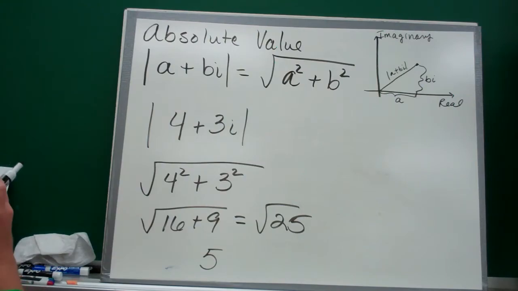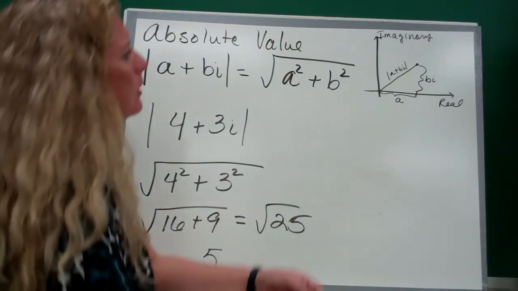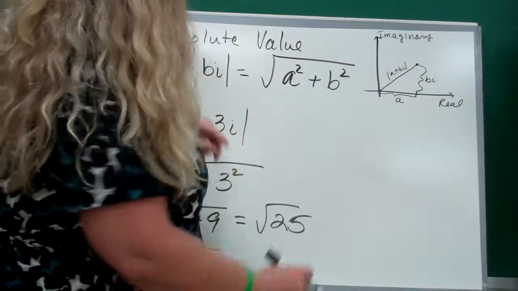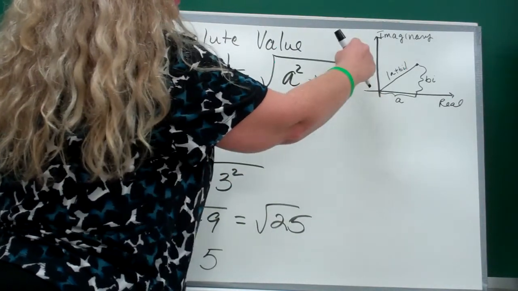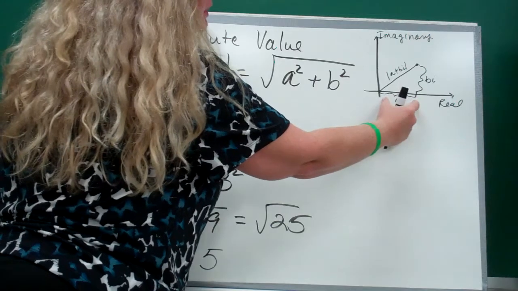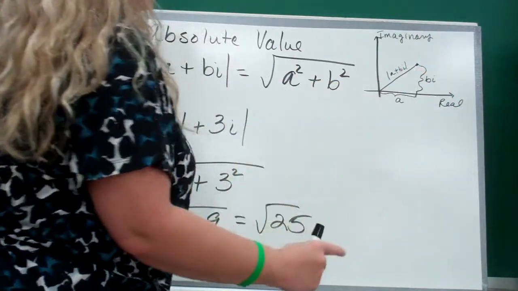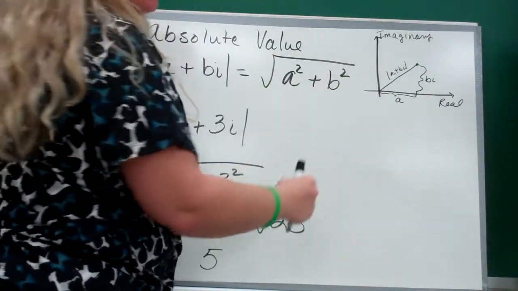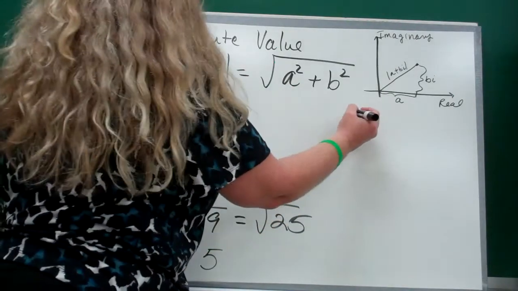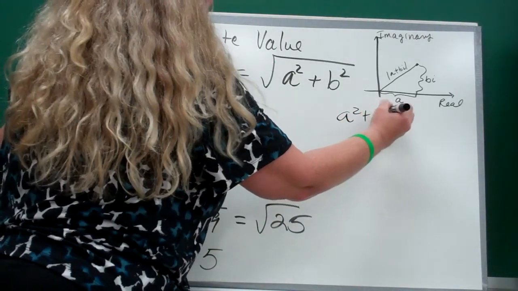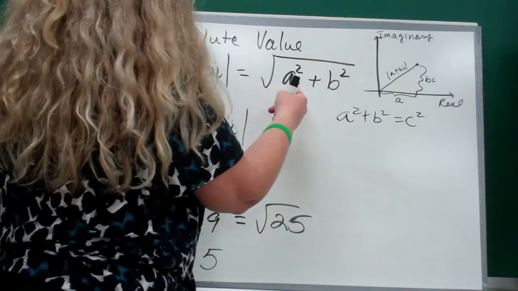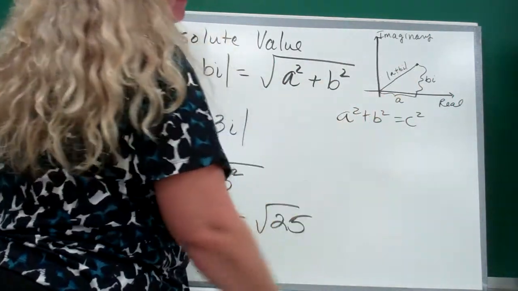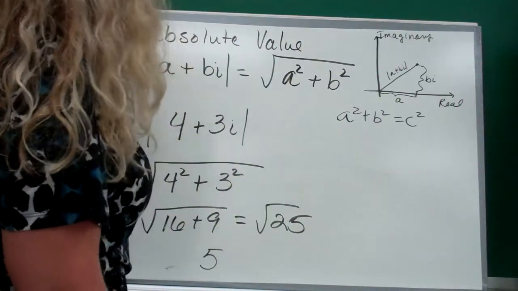How is this absolute value determined? Well, the absolute value is actually defined as the distance from the origin on the complex plane. So if this is a, this is bi, we're essentially doing the Pythagorean theorem. a squared plus b squared equals c squared. That's how they get this. This is the length of the hypotenuse, so that's where that comes from.